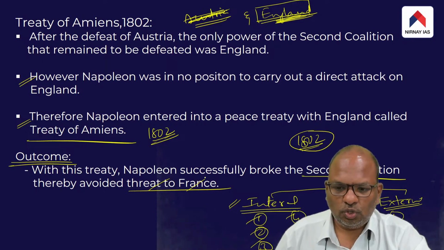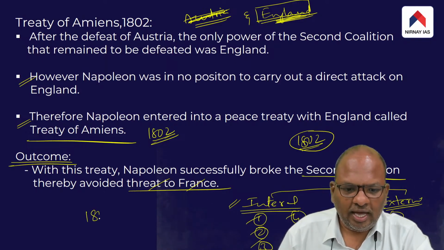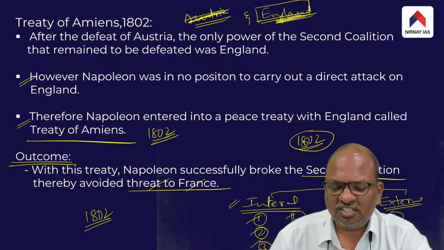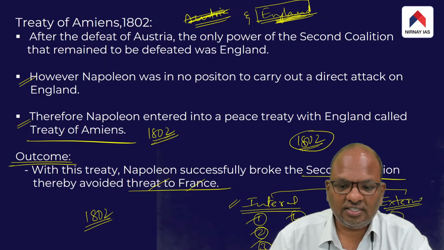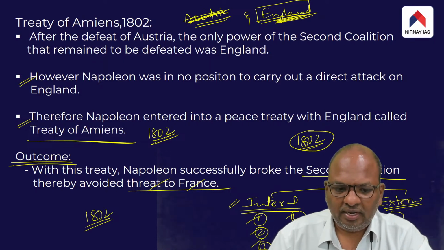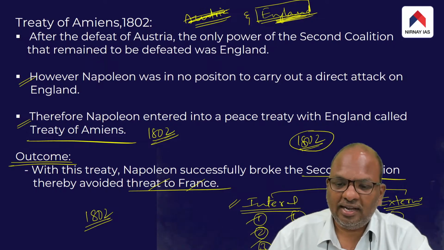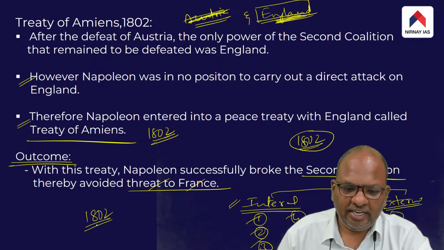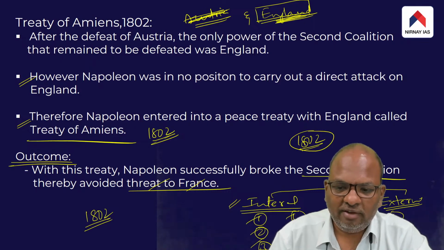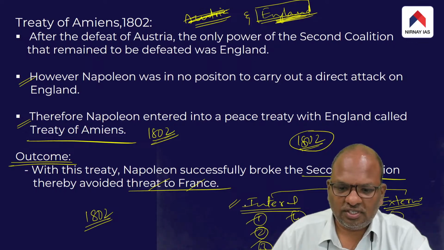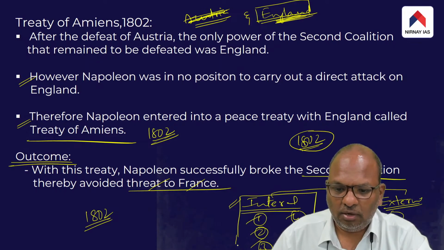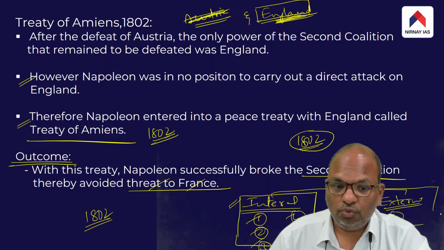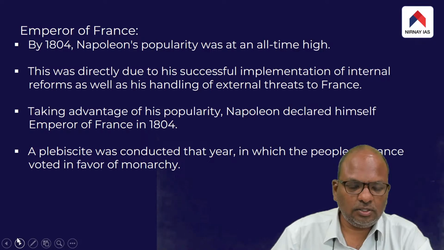to France. So the whole point which I'm trying to convey is, by 1802 AD, Napoleon became very, very popular in France because of his very successful internal reforms, as well as his successful handling of external threat to France. This is what happened.